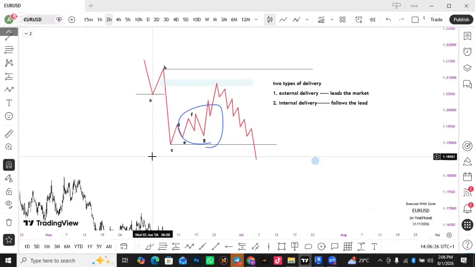Remember that markets speak every day. You just have to learn the language markets speak. Once you learn the language, you will understand how it moves. And to learn the language, you need to understand external delivery and internal delivery.